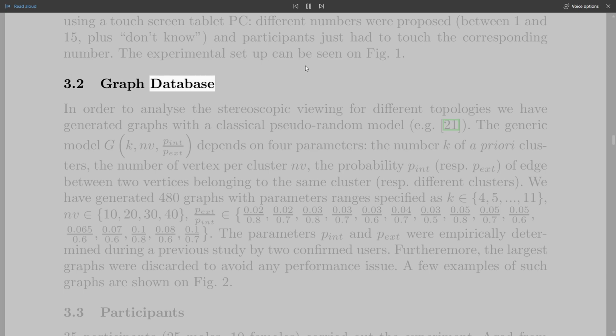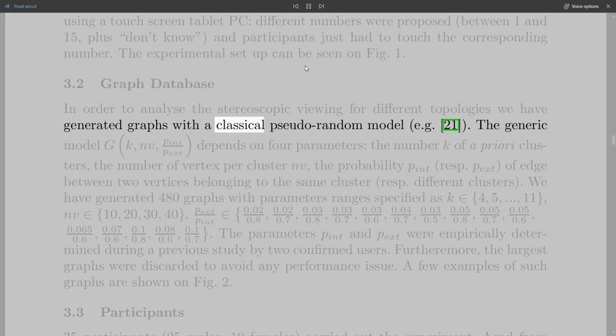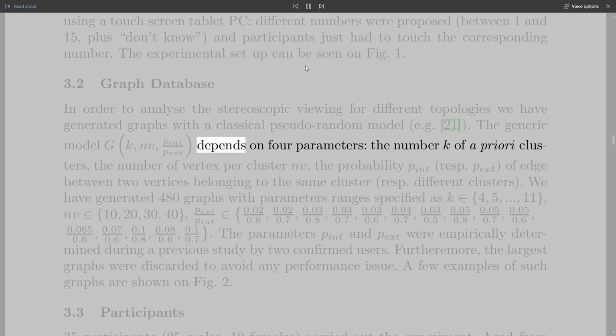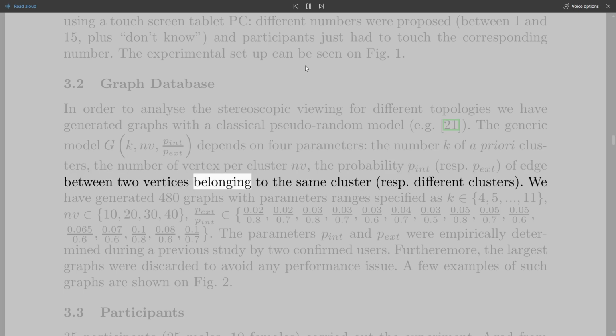3.2 Graph database. In order to analyze the stereoscopic viewing for different topologies, we have generated graphs with a classical pseudorandom model. The generic model G(K, NV, pint, pext) depends on 4 parameters: the number K of clusters, the number of vertices per cluster NV, the probability pint, resp. pext, of an edge between two vertices belonging to the same cluster, resp. different clusters.